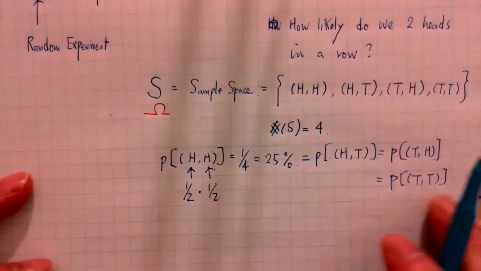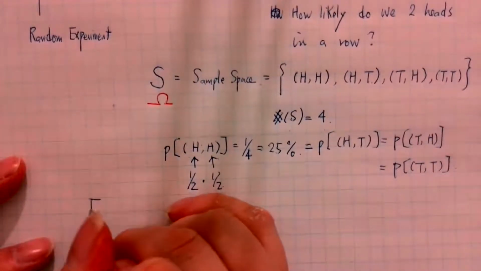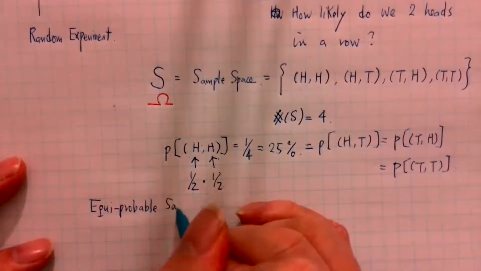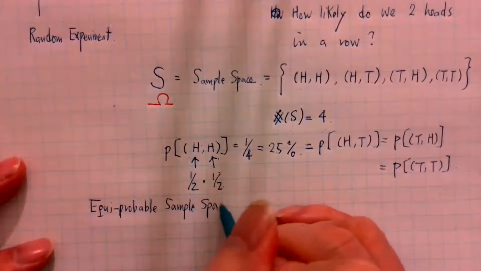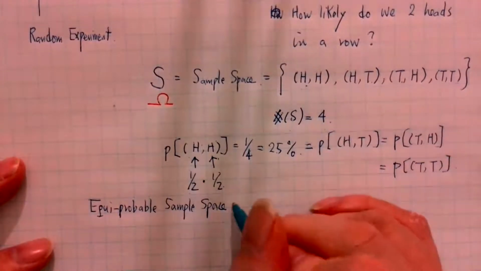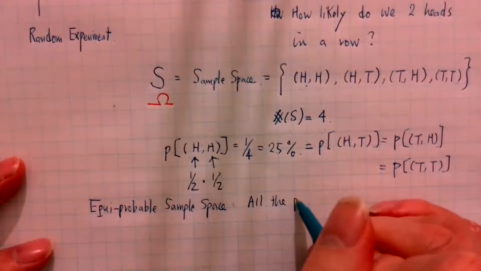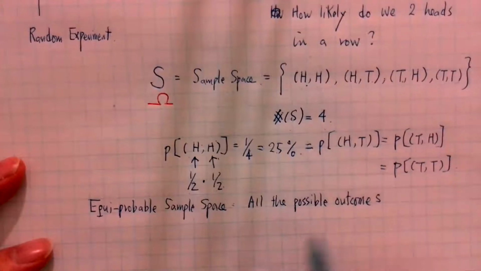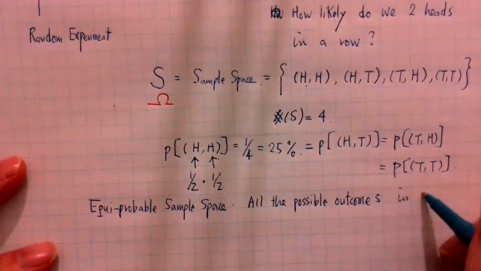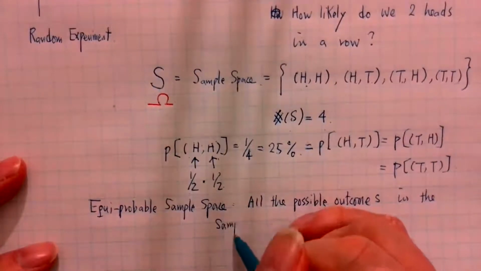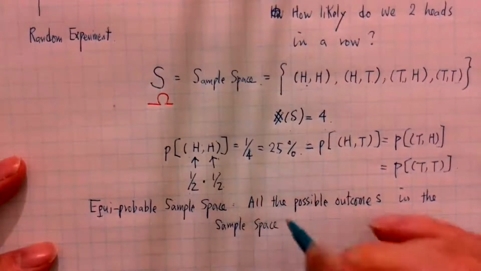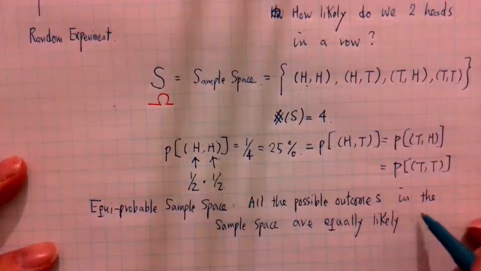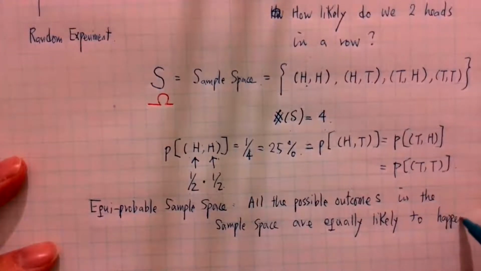If in the sample space all possible outcomes are equally likely to happen, okay, the sample space is called an equiprobable sample space.